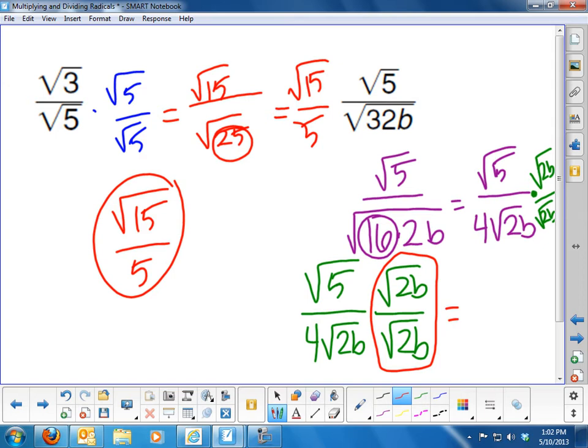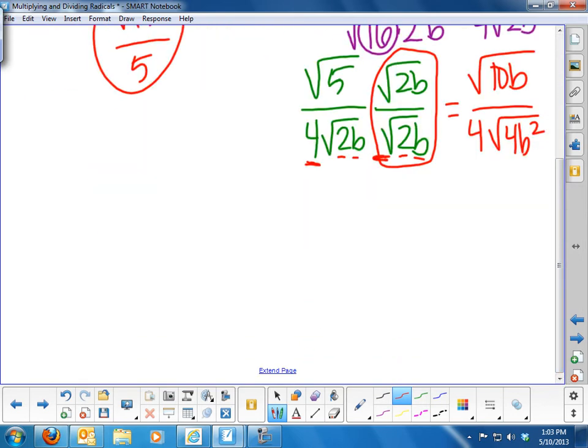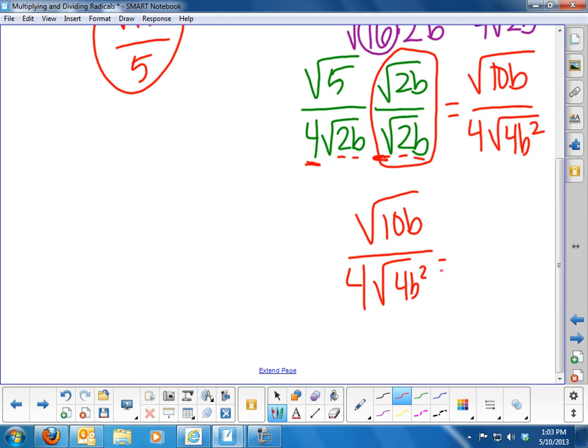Now, when I do this multiplication, let's see what we get. I have square root of 5 times the square root of 2b. That gives me the square root of 10b. And in the bottom, I have this 4 on the outside and nothing on the outside here, so I get 4. And then on the inside, 2 times 2 gives me 4. B times b gives me b squared. Now I can simplify that, right? So I have the square root of 10b on the top, 4 square roots of 4b squared. What does that simplify to? Square root of 10b can't simplify any.